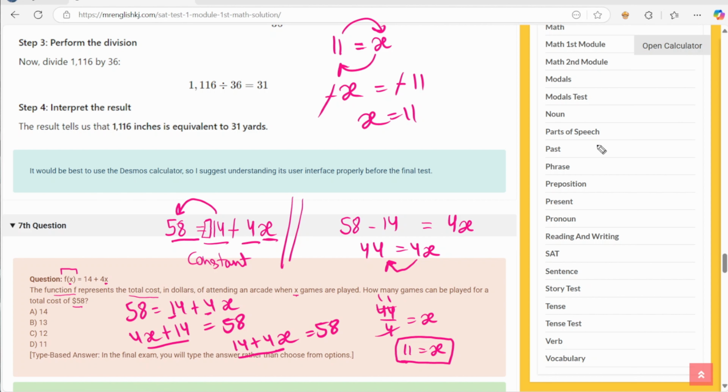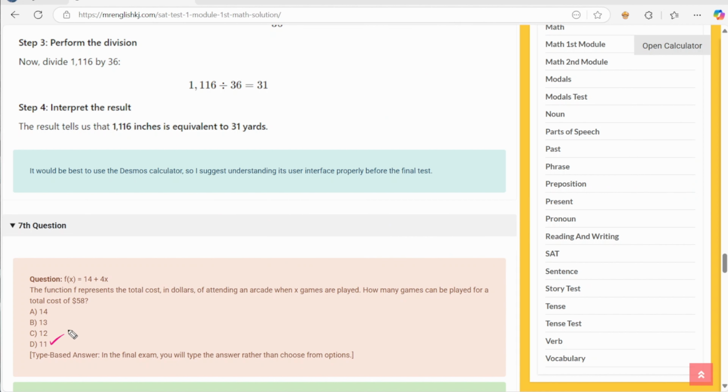If it was a negative, then what we do? Now suppose that 14 is negative. Suppose that minus 14 and positive 4x. Then we write it like this. 4x minus 14 equals 58, or minus 14 plus 4x equals 58, because it is a positive. That's why there is no sign here. Understood? So we have our answer. 11 is the answer. Same thing, type based answer, meaning to say in the final exam we will not get any options. We have to solve it.